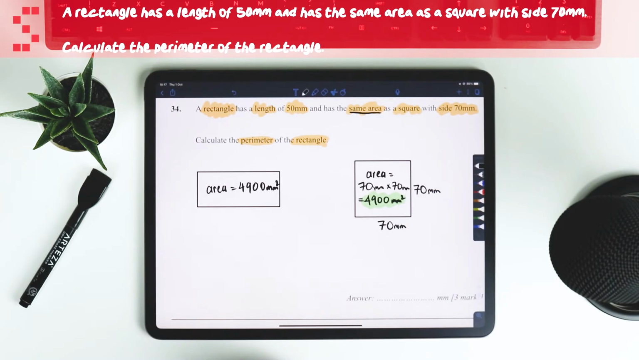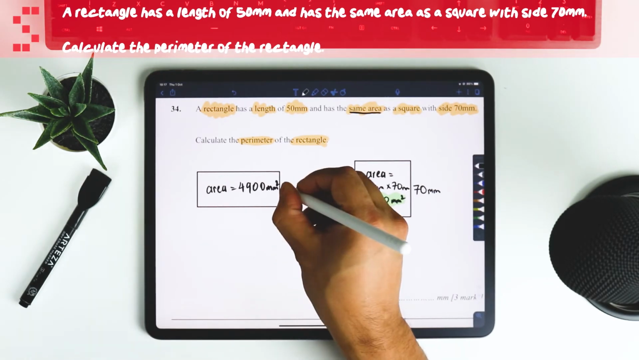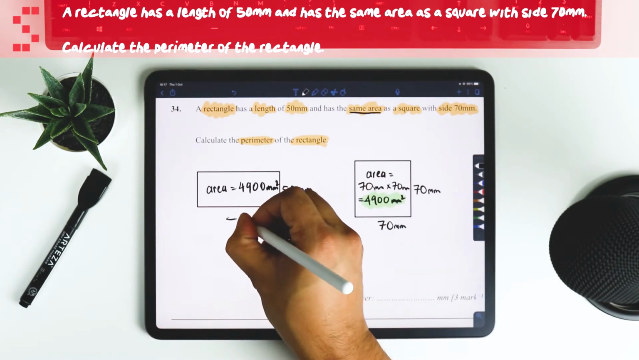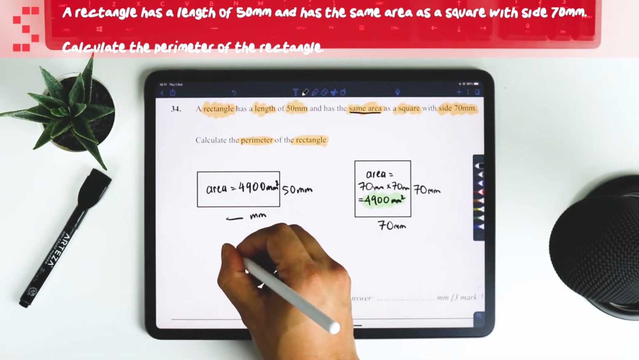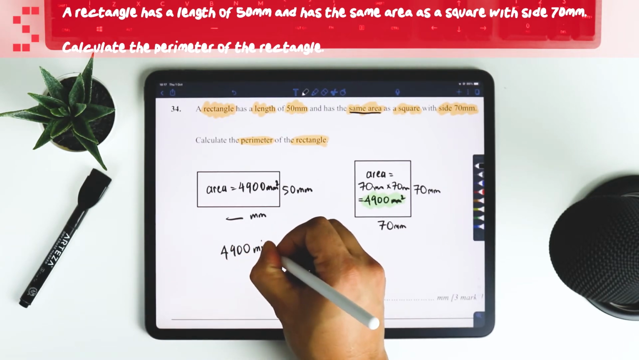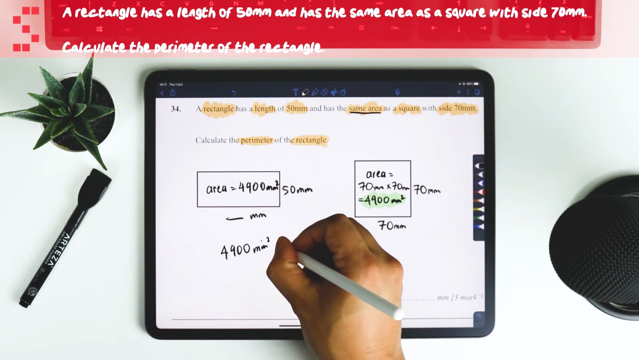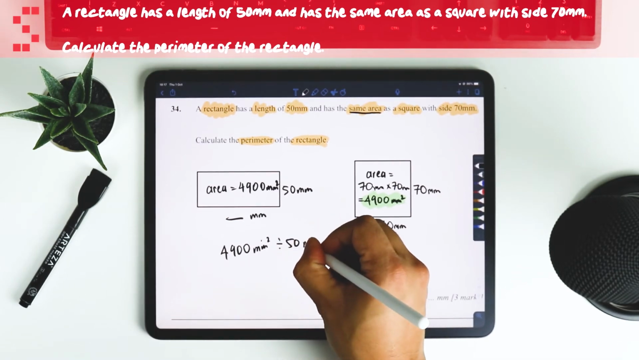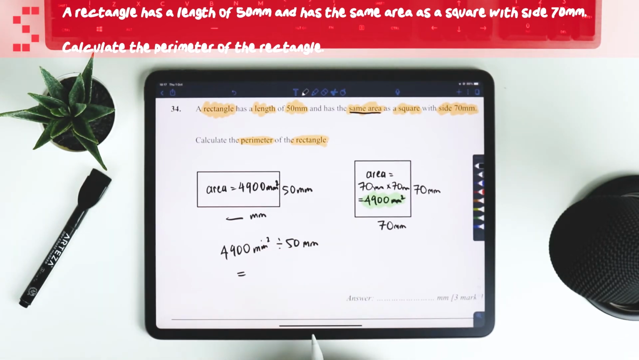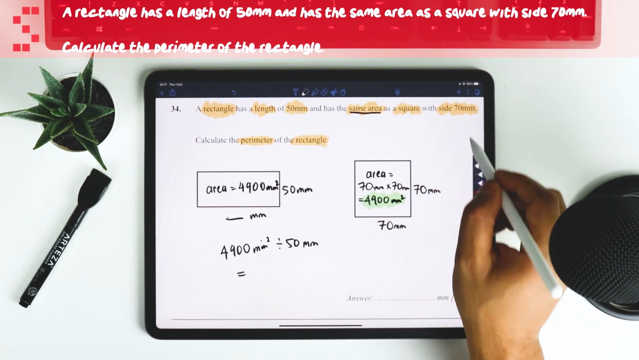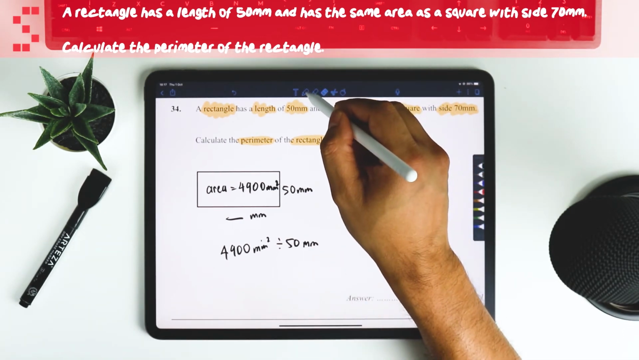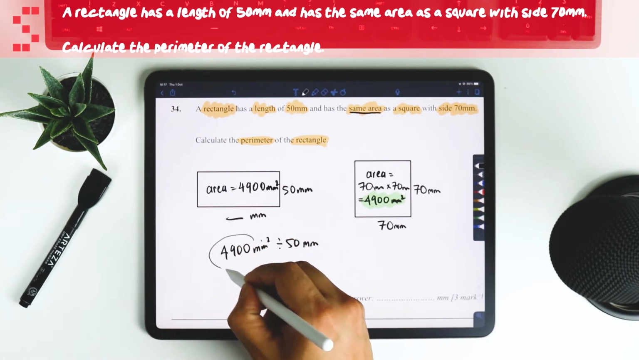And we know that one of the lengths is going to be 50 millimeters. So to work out this length, it's just going to be a case of 4,900 square millimeters divided by 50 millimeters, and that will give us, well, this might be a bit more challenging, right? So let's take a step back. So how could we do this? We could use long division if we wanted to, or short division. We could think about it a bit more simply.